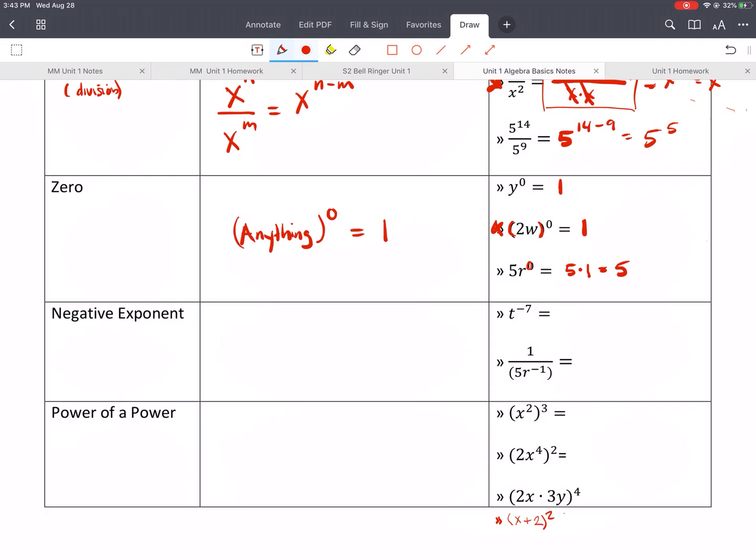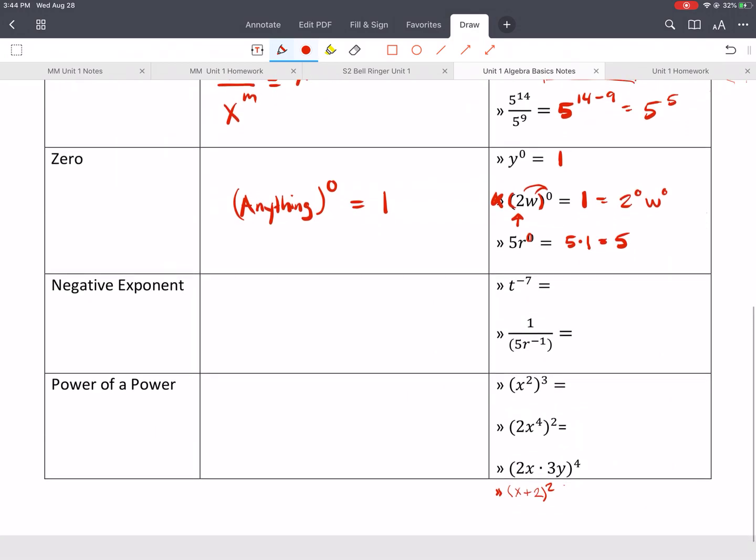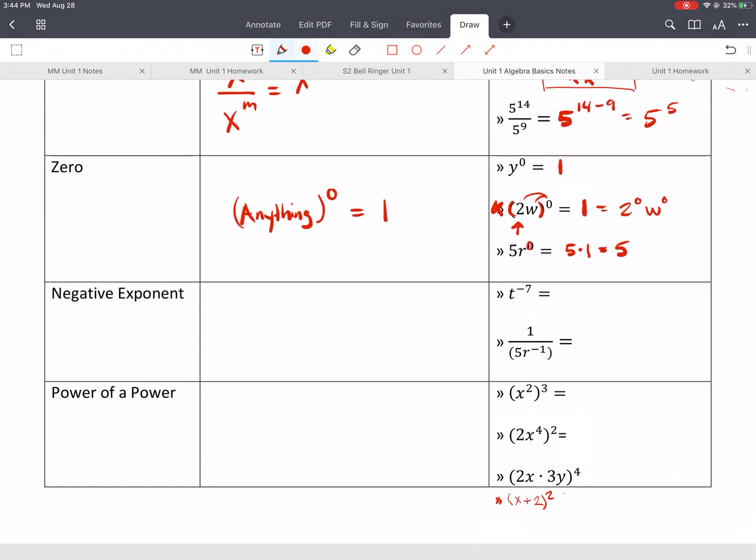Right? So the difference between the one above is we have that parenthesis, and this 0 is like the same thing as 2 to the 0 and w to the 0. Okay, you kind of distribute those exponents, right? But again, we'll talk more about distributing exponents in a little bit.